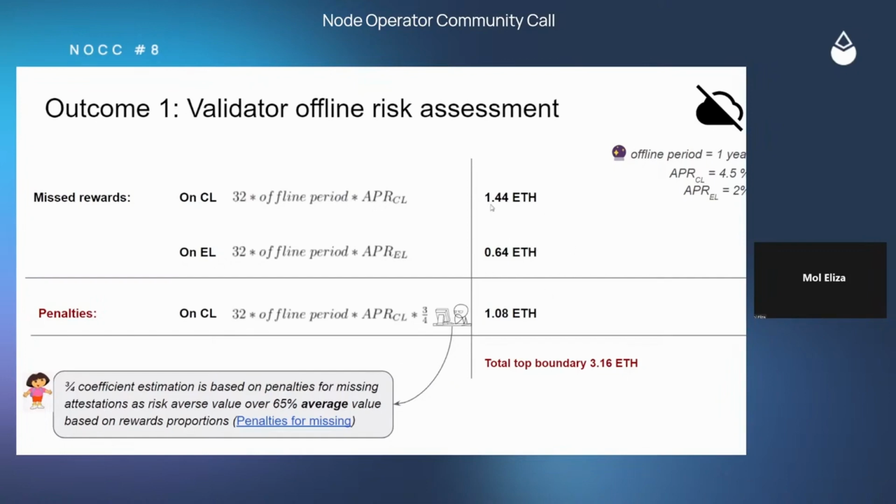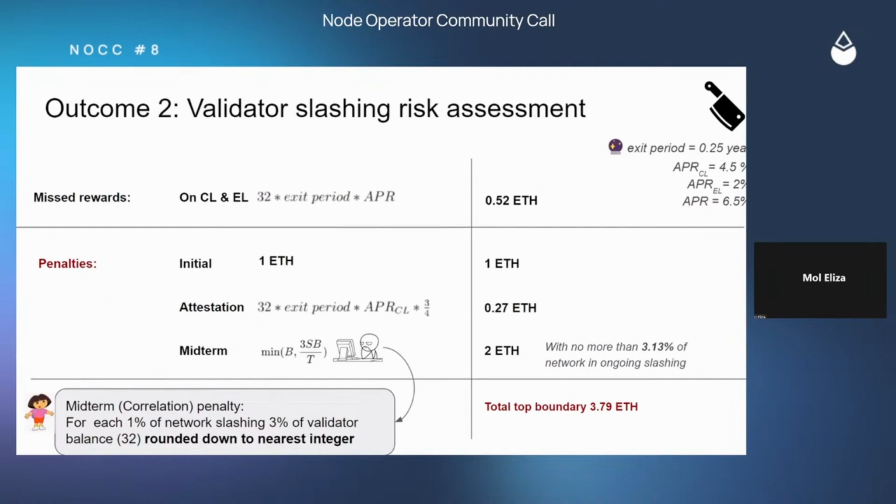And transferring this risk is another option. It could be compensated by the bond as a whole. It could be compensated by the bond, for example, on the penalties part, and missed rewards could be shared between all the participants. Again, this is the framework just to assess the numbers. The decisions on how this risk will be transferred or handled are the next step in this research. But getting the number is a crucial part of this.